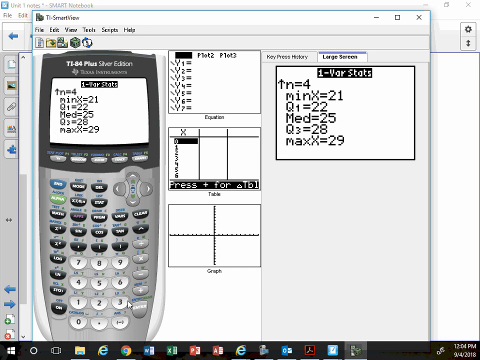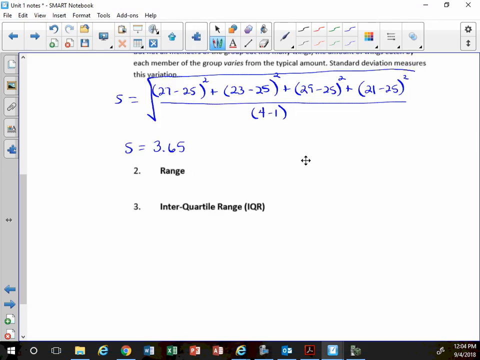Questions so far? I know that's a really basic one, but does that give you an idea of what we're actually talking about when we look at standard deviation? Okay. All right. Well, let's keep going.